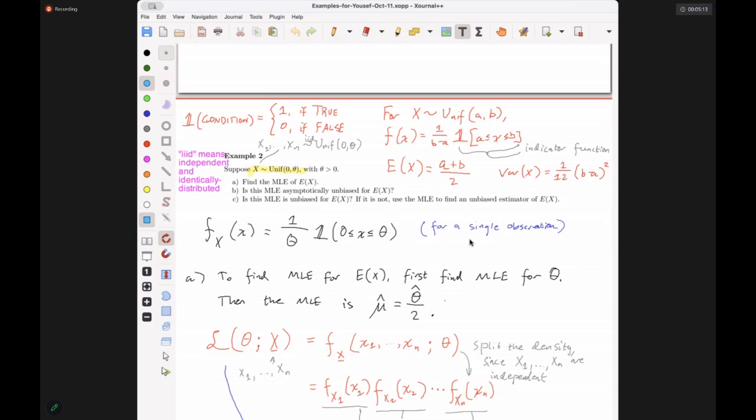x parentheses n divided by 2. So in other words, that's half of the sample maximum. Do you have any questions about what we discussed last time?